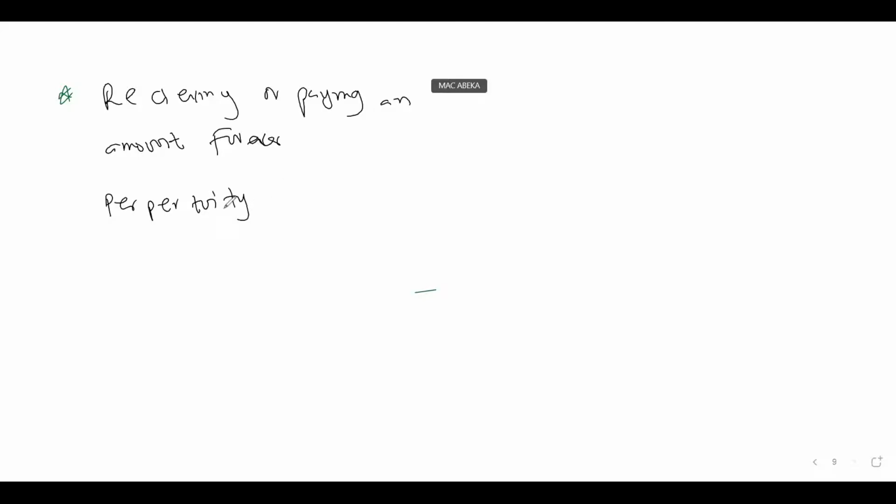You see, annuity has a terminal point. Annuity, you receive or you pay, let's say, 1,000 cedis every year for the next 5 years. But perpetuities do not have a terminal point. They don't. It's forever.